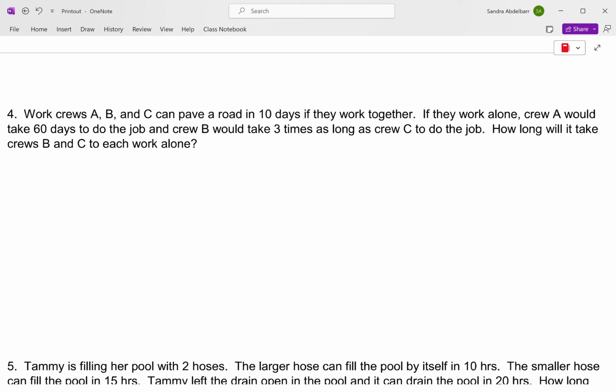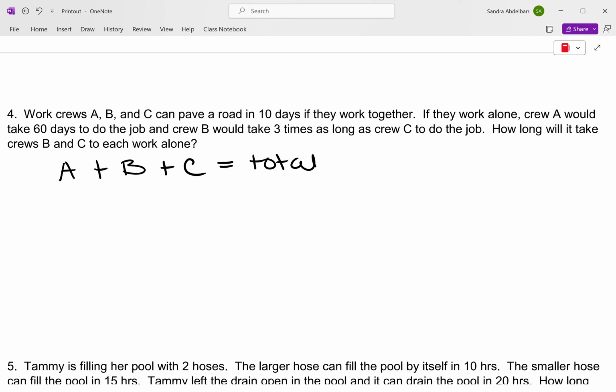Okay, work crews A, B, and C can pave a road in 10 days if they work together. So what does the 10 days represent? Their together time. The 10 days represents their together time. So crews A, B, and C can pave a road in 10 days if they work together. If they work alone, crew A would take 60 days to do the job. Crew B would take 3 times as long as crew C to do the job. How long will it take crews B and C to each work alone?